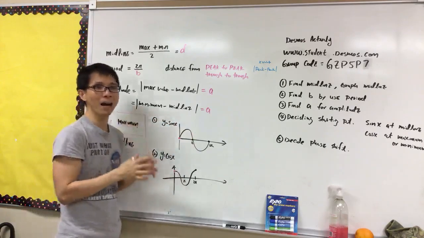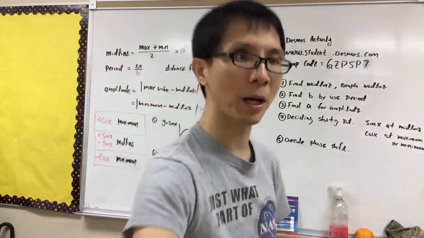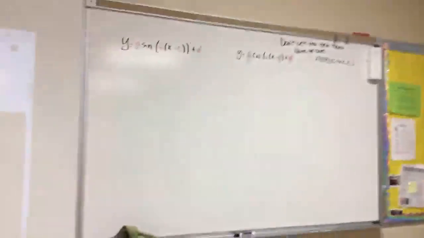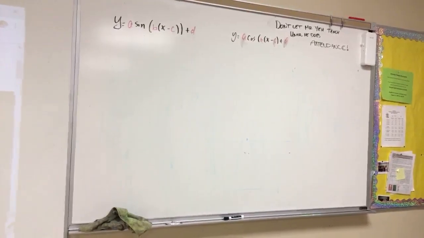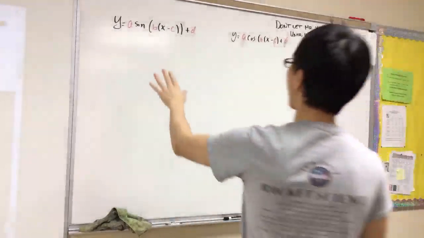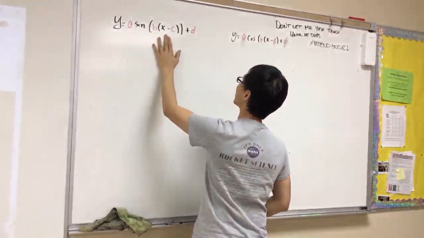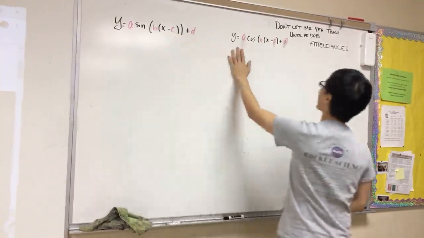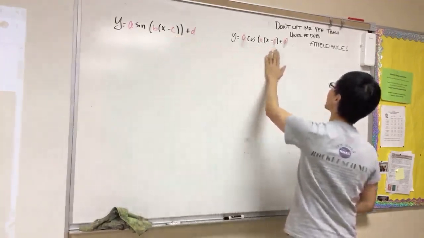So how do we model this equation? I'm going to talk about how we model, and we're going to go back to the other side and create a model based on this equation. So we're going to talk about y equals a sine(bx minus c) plus d, and y equals a cosine(bx minus c) plus d.